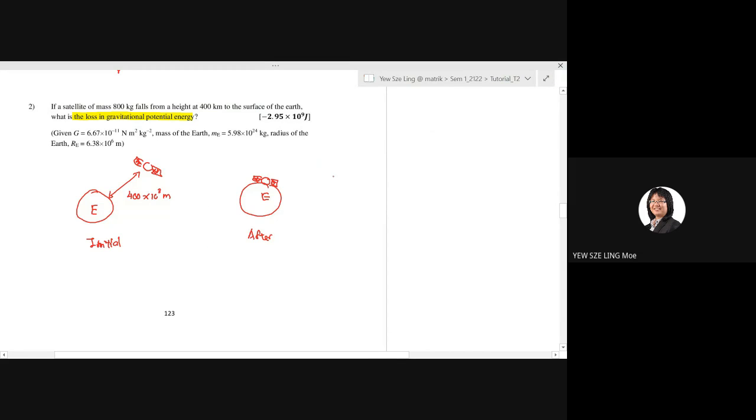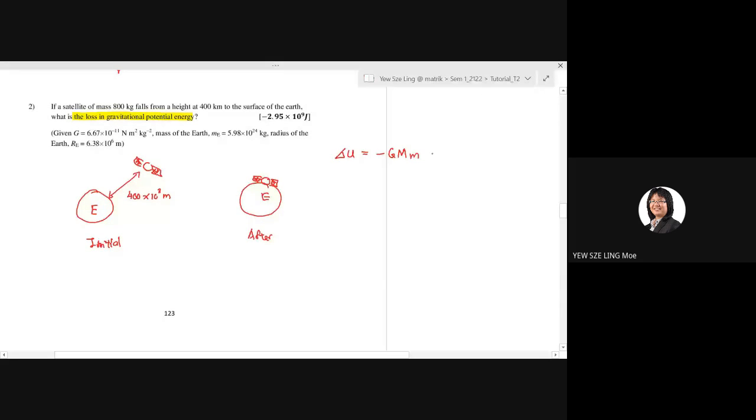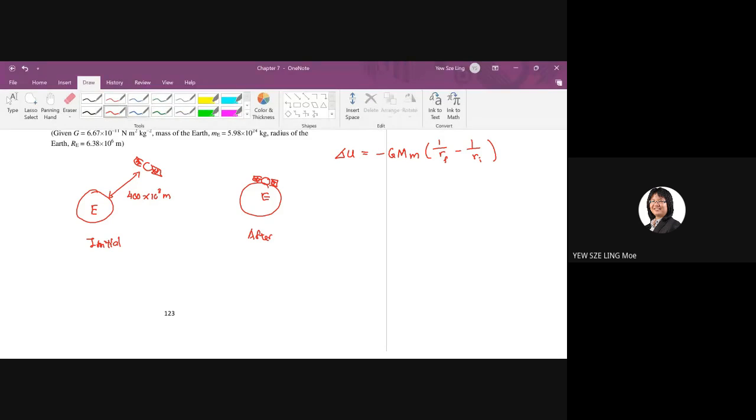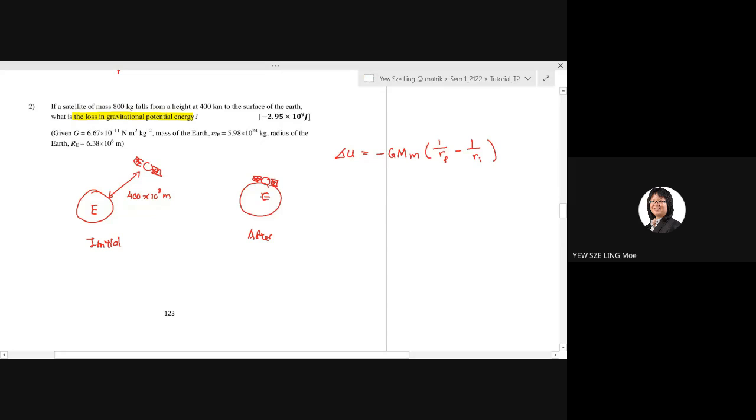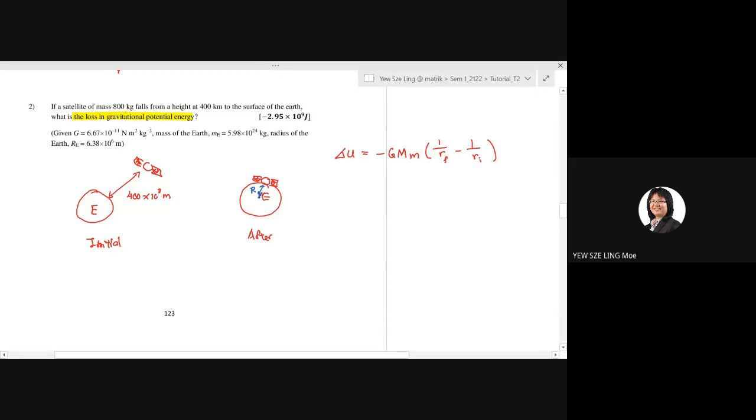So what are we going to do right now? Delta U is equal to negative GMm bracket 1 over R final minus 1 over R initial. Right? Now, R final is what? If you look at the final position, the object is located on the surface of the Earth. So the distance is equal to the radius of the Earth, because remember, R, we always calculate from the center of the Earth.